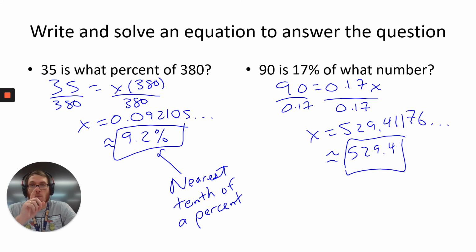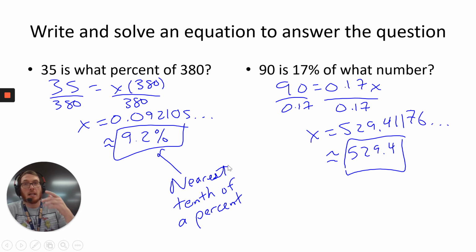One thing that we need to make sure of that's not in your textbook is how to round percentages. Okay, let's look at this one. 35 is what percent of 380? Part equals percent times whole. Divide by 380 on both sides. When you solve this, you're going to get a horrible number, 0.0921 and so on.